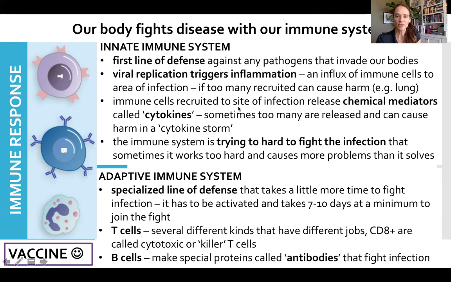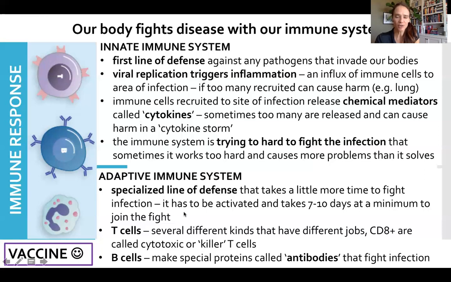But if we have too many cells there, sometimes a lot of these cytokines are released and we'll have something called a cytokine storm, and that can also cause problems. And we've heard a little bit about cytokine storms with patients that have COVID-19. So sometimes we see that the immune system is trying a little bit too hard to fight the infection, and that can sometimes cause problems. However, keeping in mind the immune system is really just trying to defend us, so it's doing its best. Sometimes it just gets a little bit overexcited.